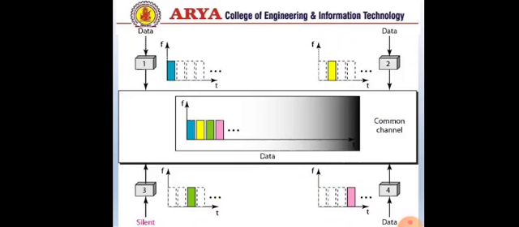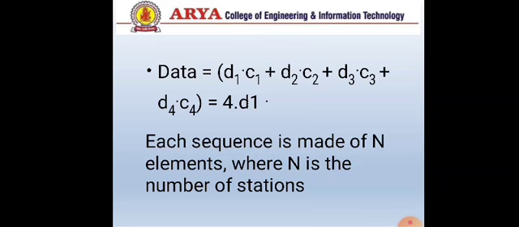Now we are moving on to CDMA. This is the last channelization protocol. In this, one channel carries all transmissions simultaneously. Two properties here. If we multiply each code by another, we get 0. If we multiply each code by itself, we get 4. So data is D1C1 plus D2C2 plus D3C3 plus D4C4, which equals 4D1, and each sequence is made up of n elements, where n is the number of stations.